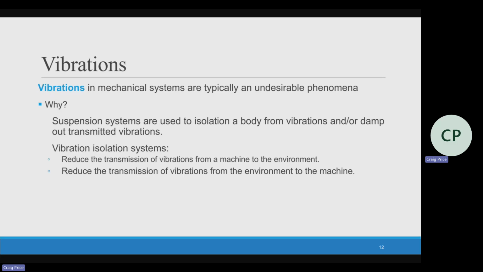So typically we want some kind of suspension to isolate the body and damp out any kind of vibrations. We have vibration isolation systems to reduce the transmission of vibrations in two different ways. Either I care about protecting the machine, so trying to dampen out any vibrations that could affect the machine, or my machine has a lot of vibrations and I'm trying to prevent them from getting to the floor.